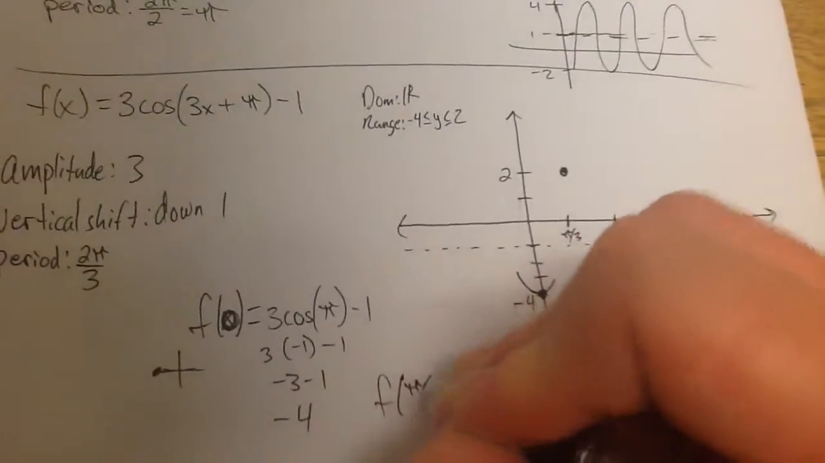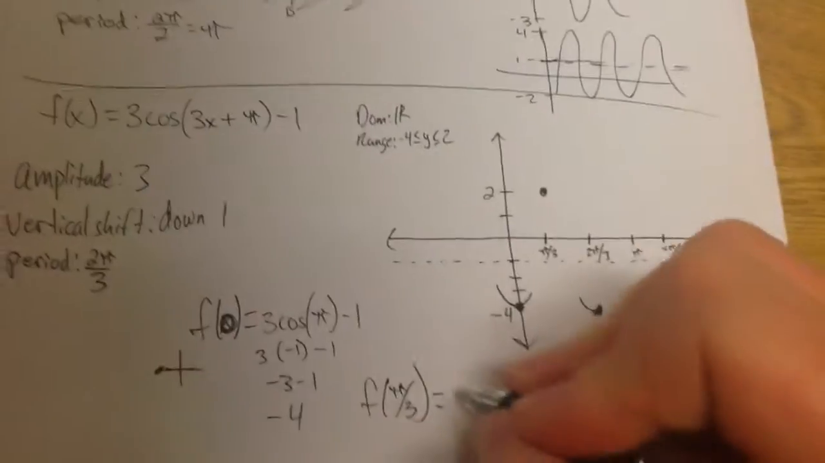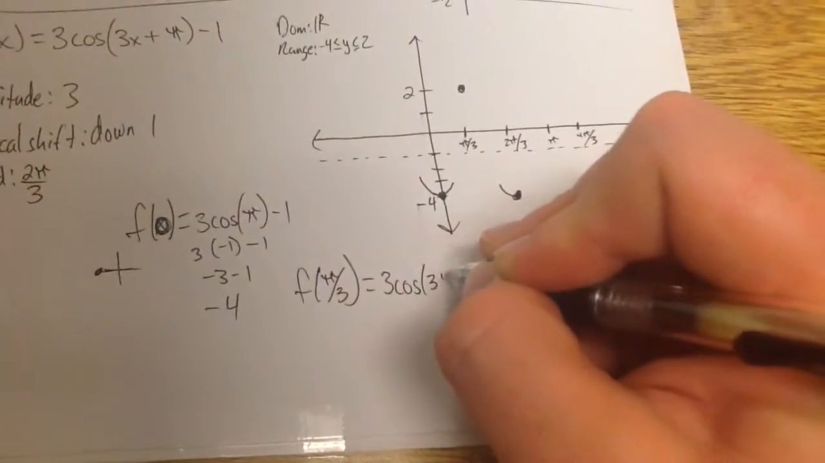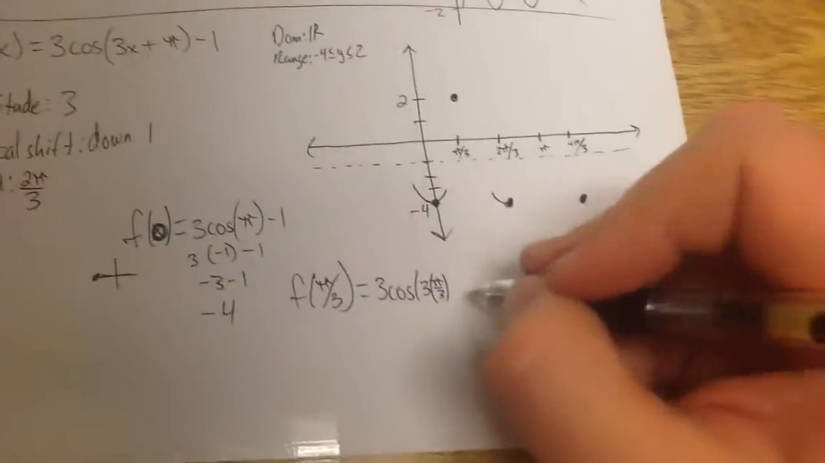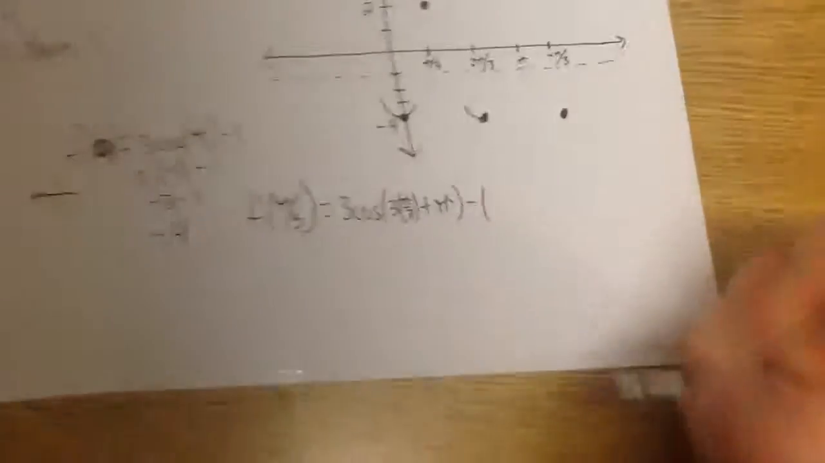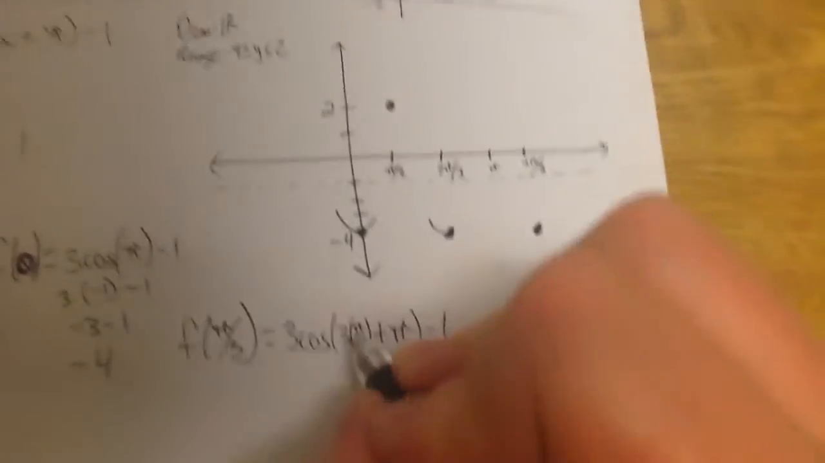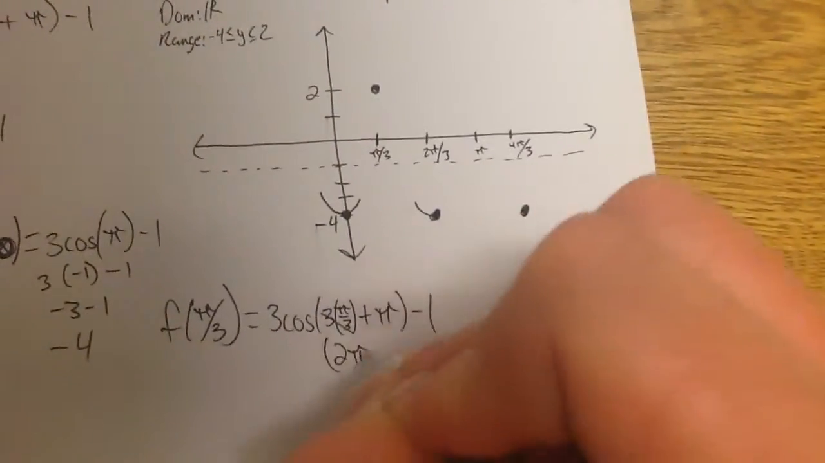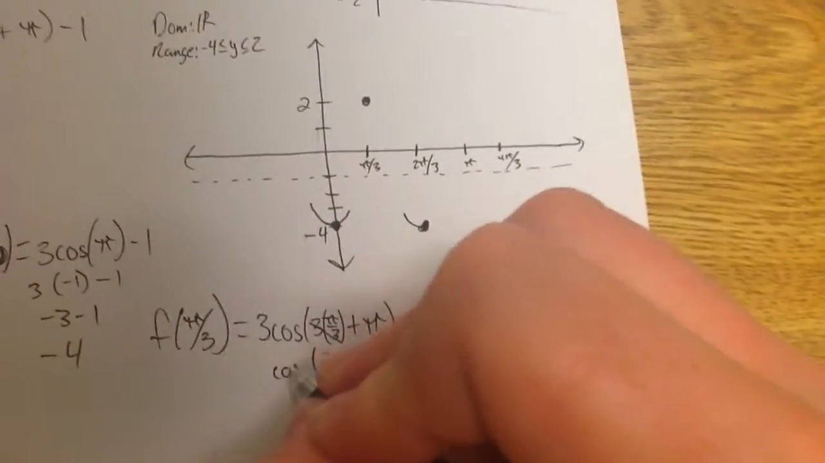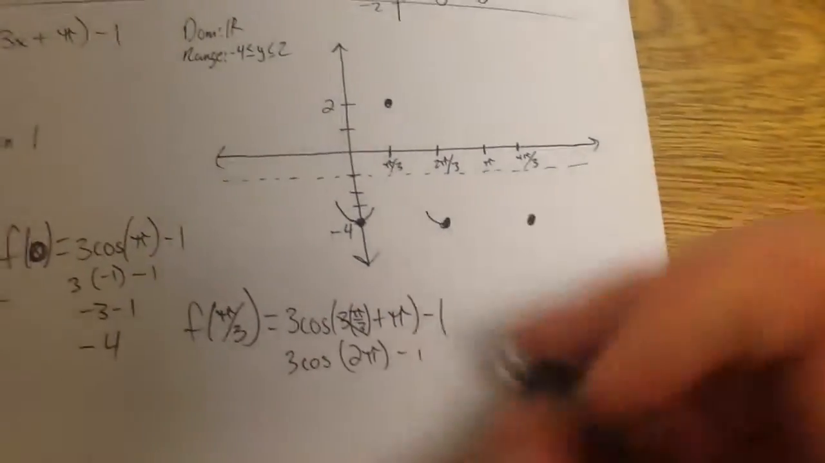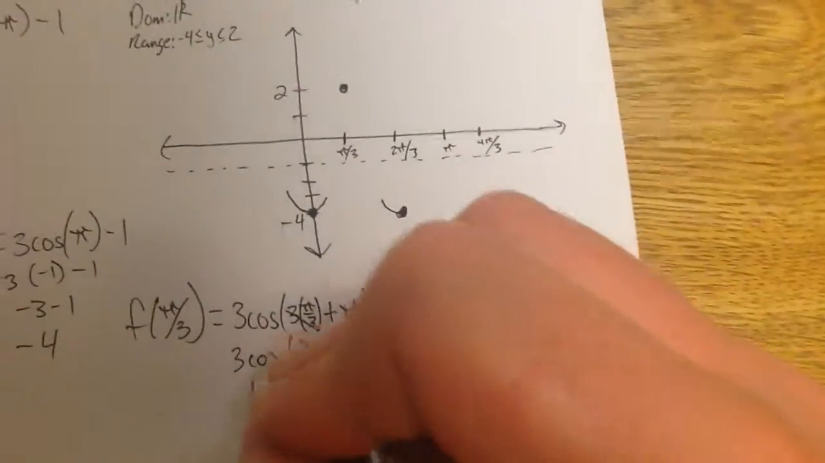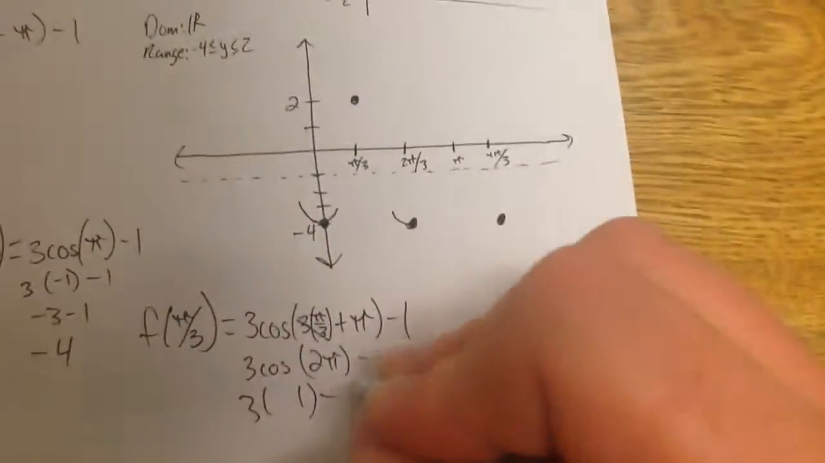F of pi over 3 equals 3 times the cosine of 3 times pi over 3 plus pi, minus 1. Well, 3 times pi over 3 is just pi. Pi plus pi is 2 pi. The cosine of 2 pi, without a calculator, it's right here, that's 1. So I have 3 times 1 minus 1, that's 3 minus 1. I get 2. Hey, I was right. It's up at 2.